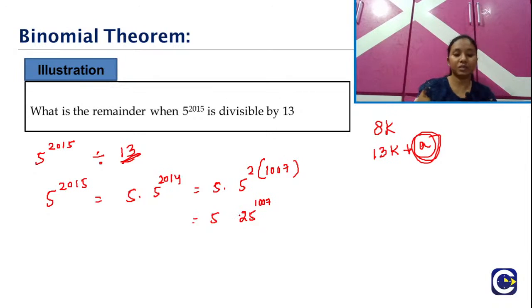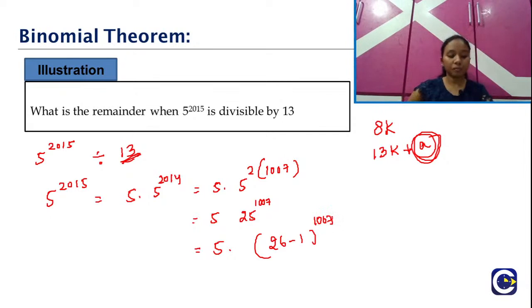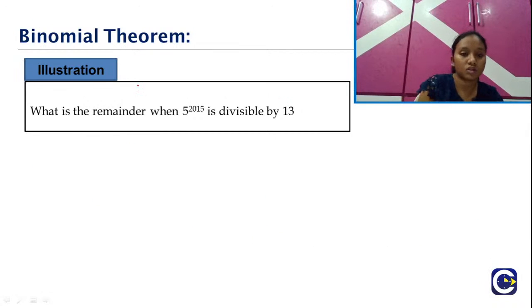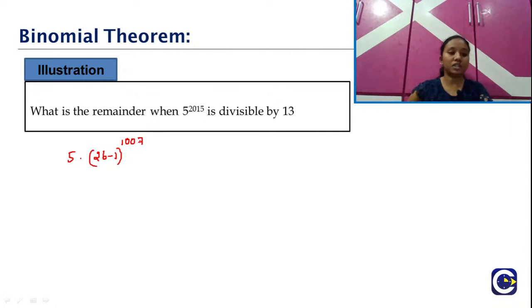Now we have to write 25 in such a way that one of the terms is 1. That means 5 into 26 minus 1 whole power 1007. So from the term 5 power 2015, we have reduced it into the format of 5 into 26 minus 1 power 1007. Now let's apply our binomial theorem here. So the term is 5 into 26 minus 1 whole power 1007. Let's expand this.